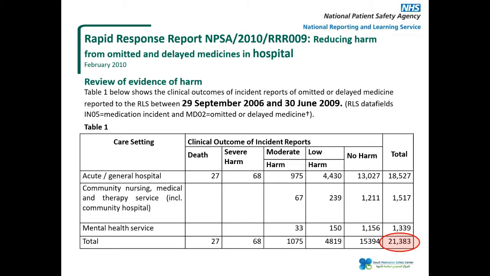Other examples are antibiotics. Patients coming in with severe infections need to have antibiotics as soon as possible. Delaying the dose of antibiotics, even for a few hours, significantly increases the risk of death. So delayed and omitted medications are a very serious problem.